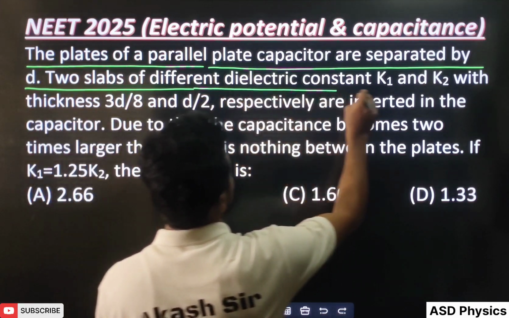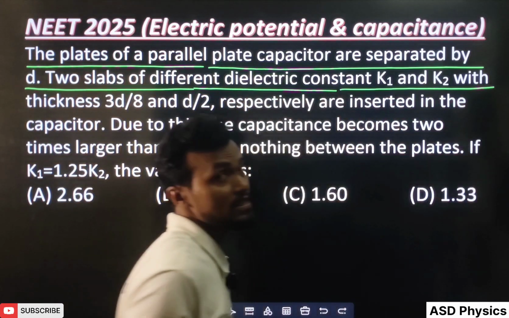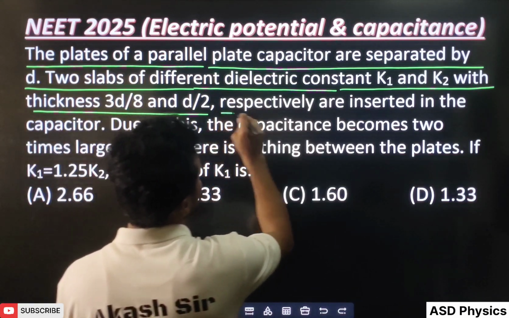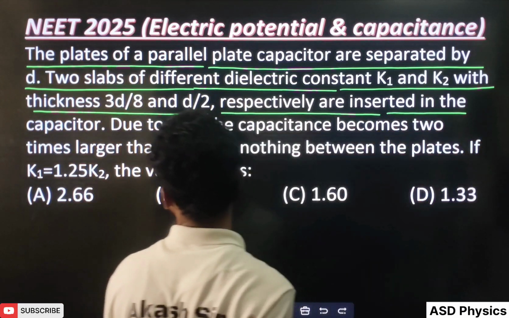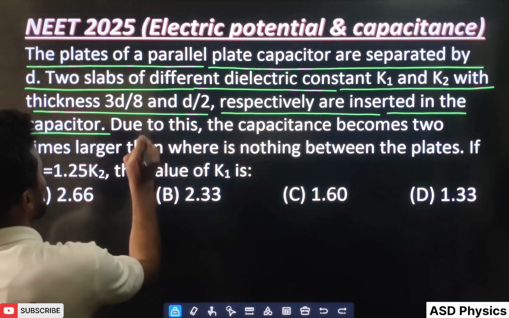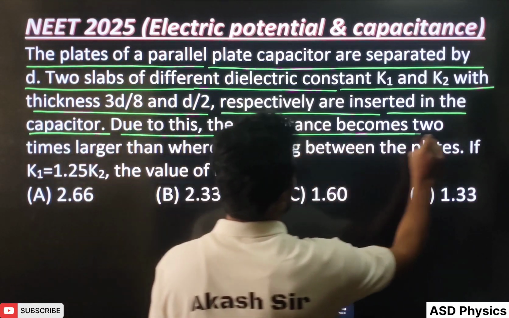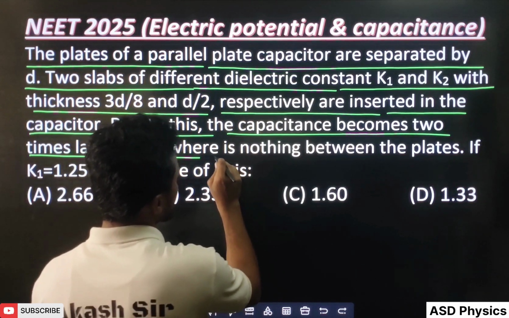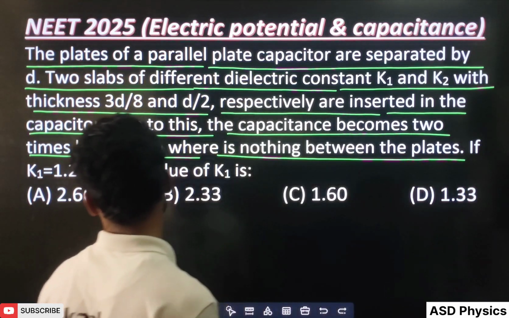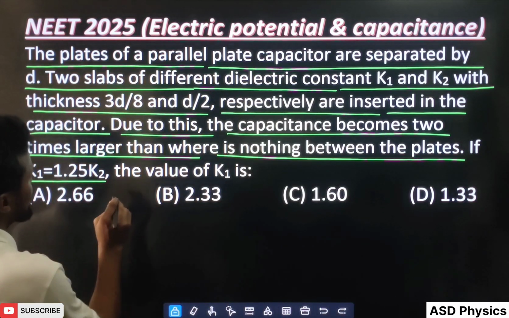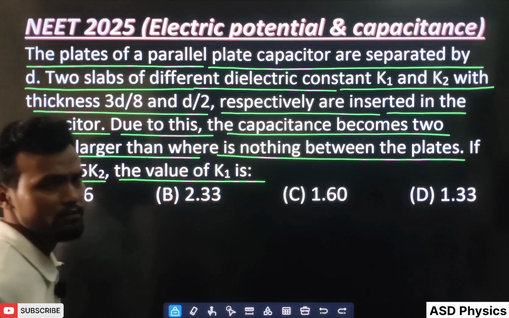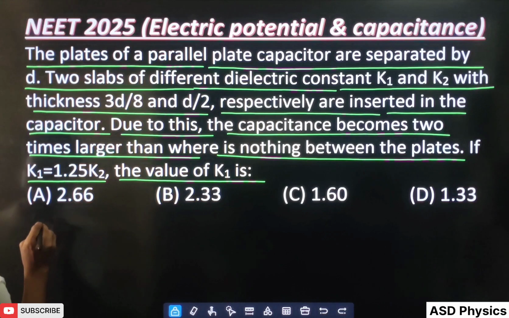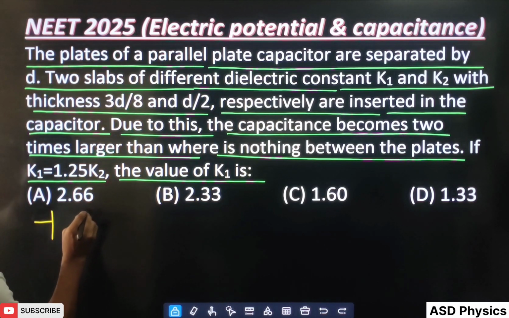Two slabs of different dielectric constants K1 and K2, with thickness 3D by 8 and D by 2 respectively, are inserted in the capacitor. Due to this, the capacitor becomes 2 times larger than when there is nothing between the plates. If K1 equals 1.25 K2, what is the value of K1? Okay, so remember, what is the situation when only this is there.